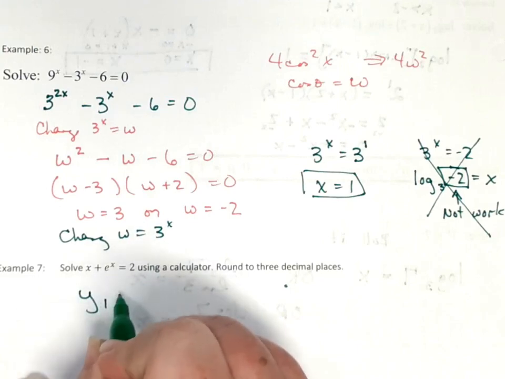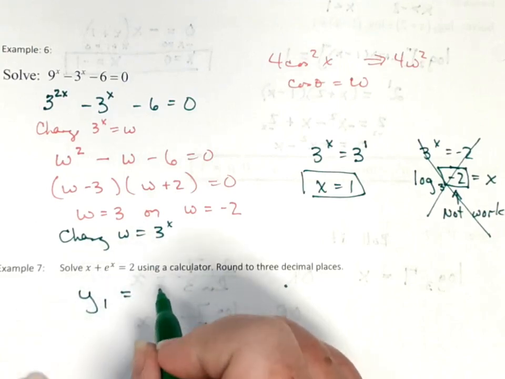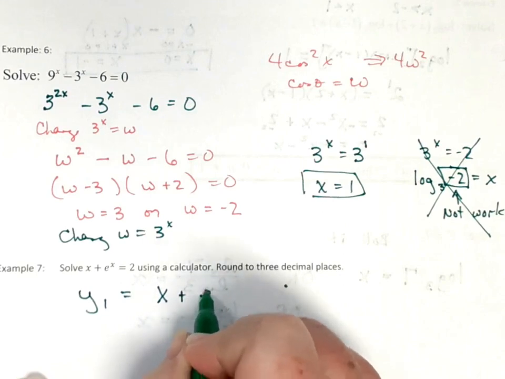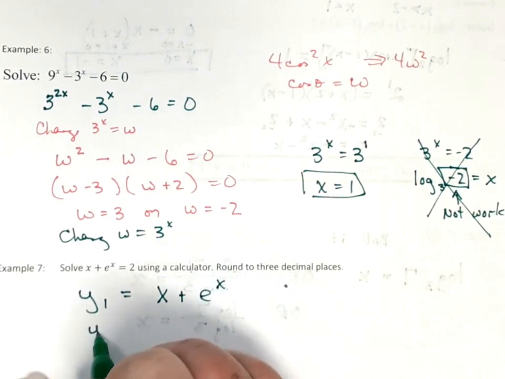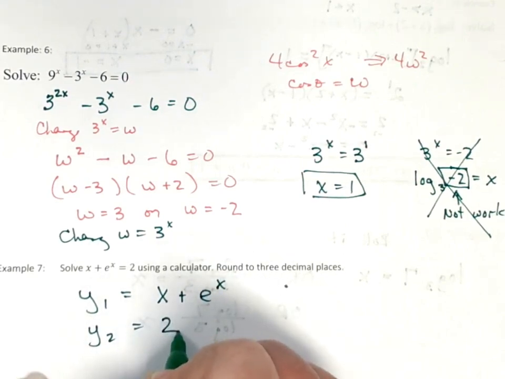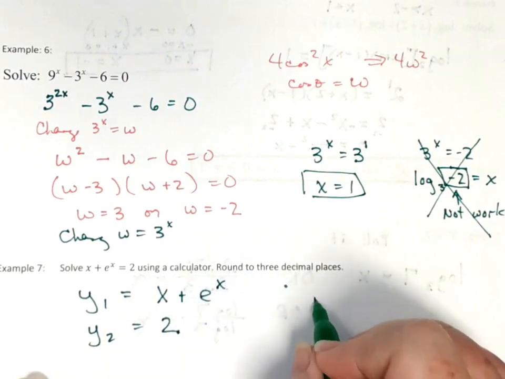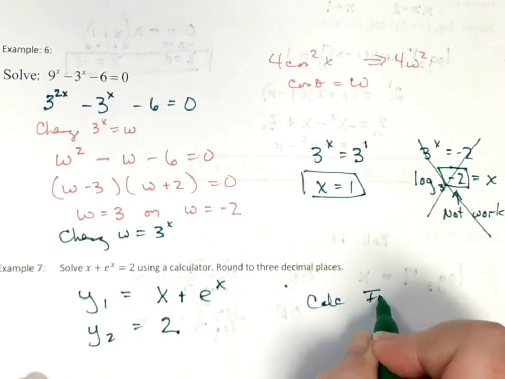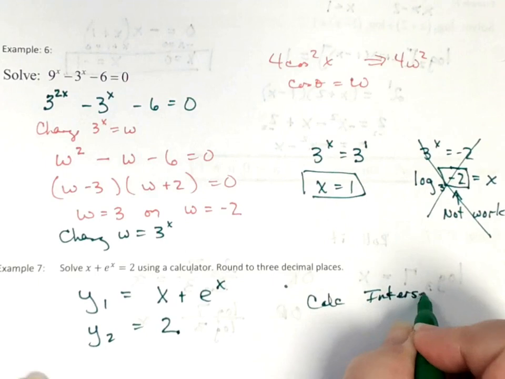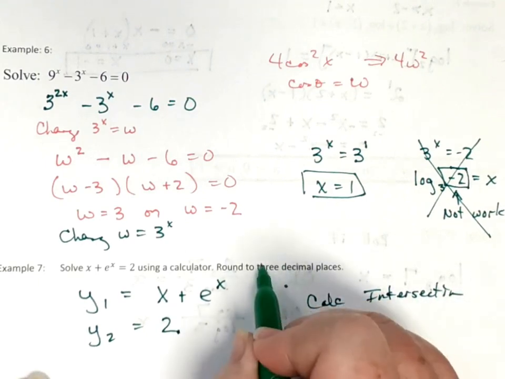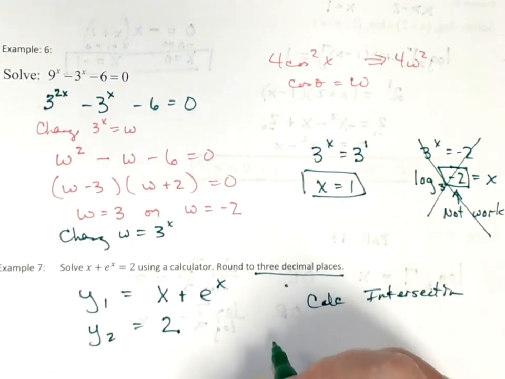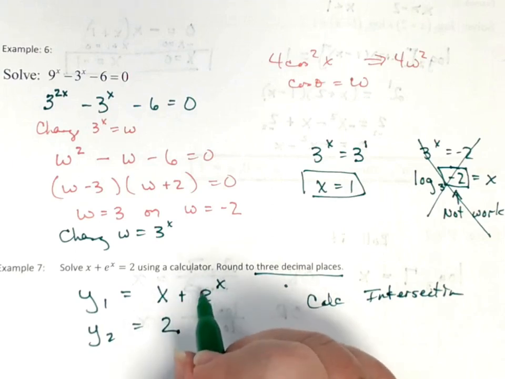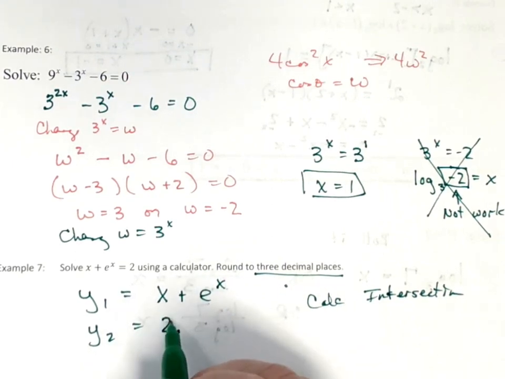We're going to set y sub 1 on your graphing calculator equal to x plus e to the x power. We're going to set y sub 2 equal to 2. You're going to graph it, and then you're going to calculate the intersection to find the answer to 3 decimal places. Y sub 1, type this in. Y sub 2, type in 2. Calculate the intersection.